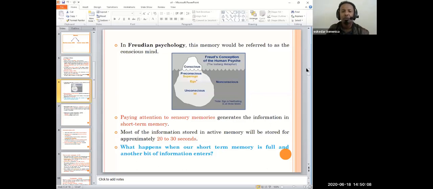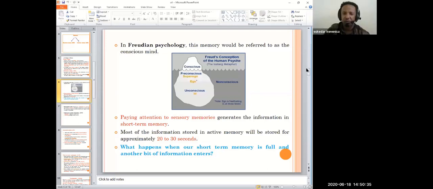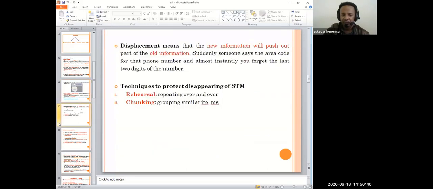So what do you think will happen to your short-term memory? For instance, if I tell you 3, 4, 5 pages or 10 pages or 20 pages, what will happen? You are attending to me with your short-term memory now, because your active memory is your short-term memory. So what do you think will happen? Replace. Very good. Thank you. What will happen? Look here.